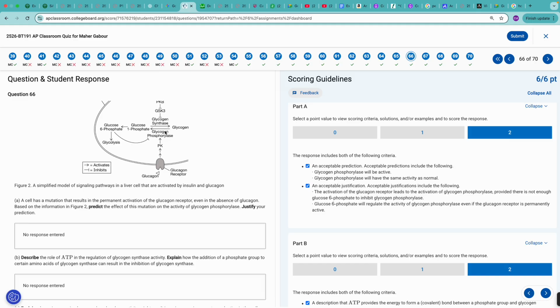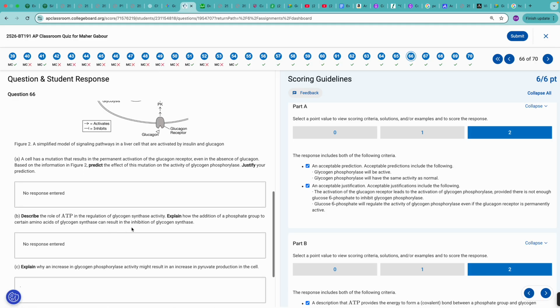Okay, so provided that there isn't enough glucose 6-phosphate to stop this, provided that since this is always active, there's so much glycogen phosphorylase that the glucose 6-phosphate won't be able to inhibit all of it, it will always be active. Okay?